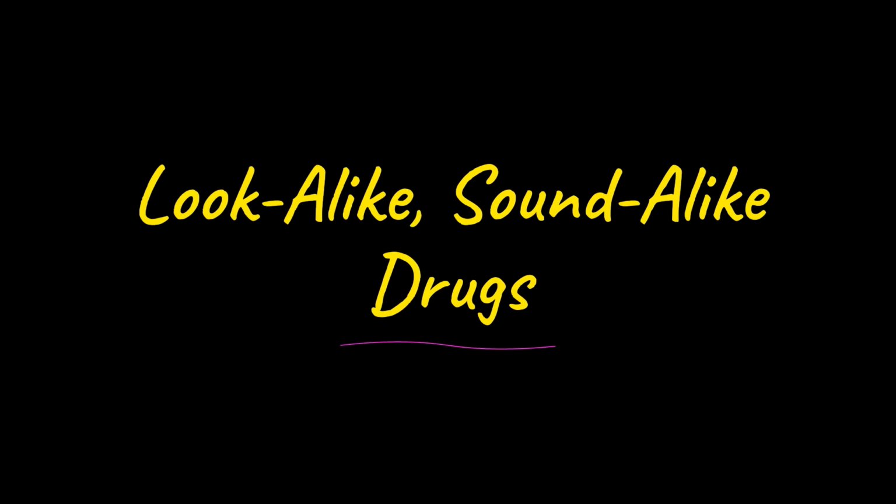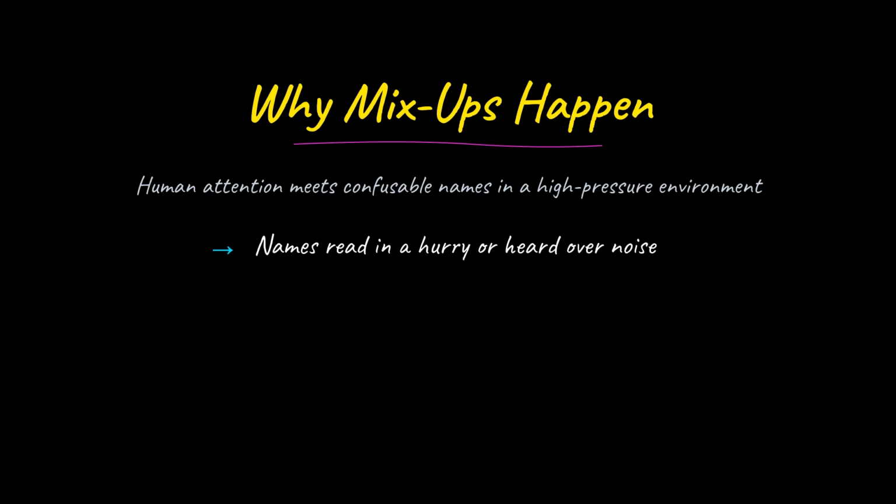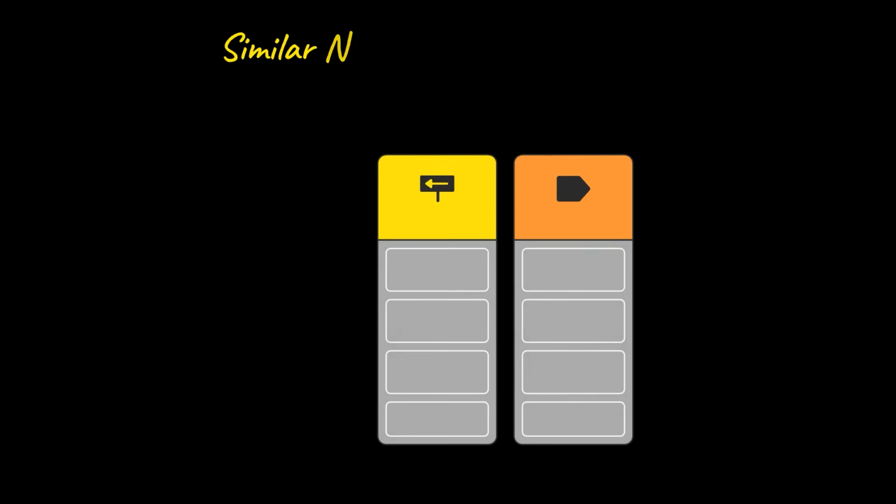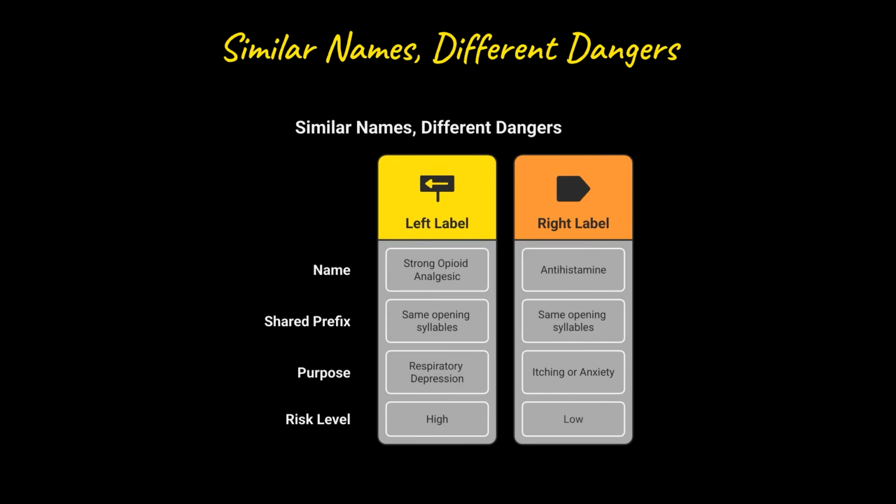Look-alike, sound-alike medications are different drugs whose names are similar enough to be confused, whether spoken aloud, written on a chart, or read quickly from a shelf. The danger lives in the names themselves, not in what the drugs actually do. Mix-ups happen because attention is imperfect, and pharmacy names were never coordinated to be distinct. Names get read in a hurry, heard over background noise, or recalled from memory under pressure, and when two drugs sit side by side on a shelf, the conditions for error are built into everyday care. Consider a strong opioid and an antihistamine whose names begin with the same several letters.